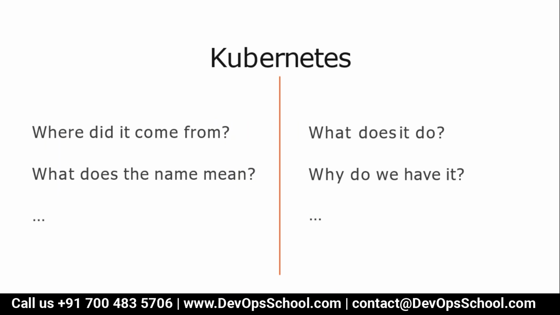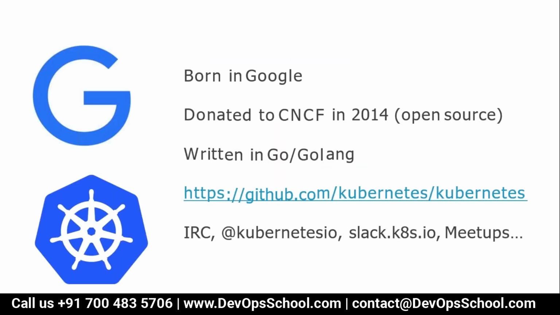If you want to understand what is Kubernetes, these questions you have to answer yourself. First question is, where did it come from? What does it do? What does the name mean and why do we have it? And a few other similar questions. If you can answer these, you will understand what is Kubernetes. So, Kubernetes was born in Google. It was a Google product, and it got donated to CNCF in 2014 as part of an open source initiative.